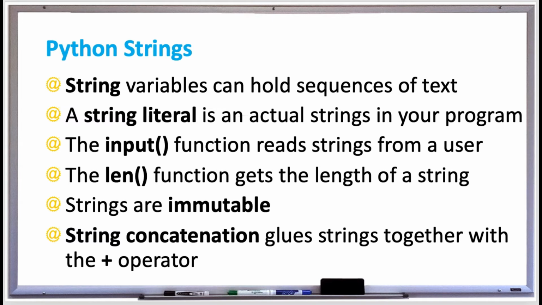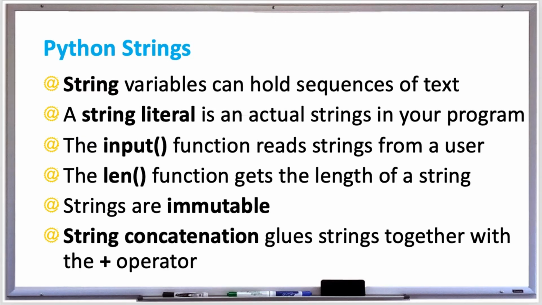In Python, string is a data type, and string variables can hold sequences of text. A string literal is the actual string value or text used inside your Python program. A programmer creates a string literal by surrounding text with single or double quotes. For example, name is assigned to "Bob", where "Bob" is in quotation marks and is the string literal, and name is the string variable. You can even assign string variables to other string variables.